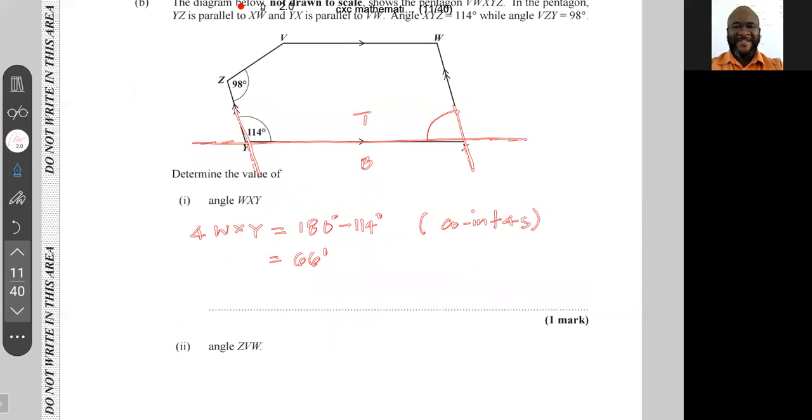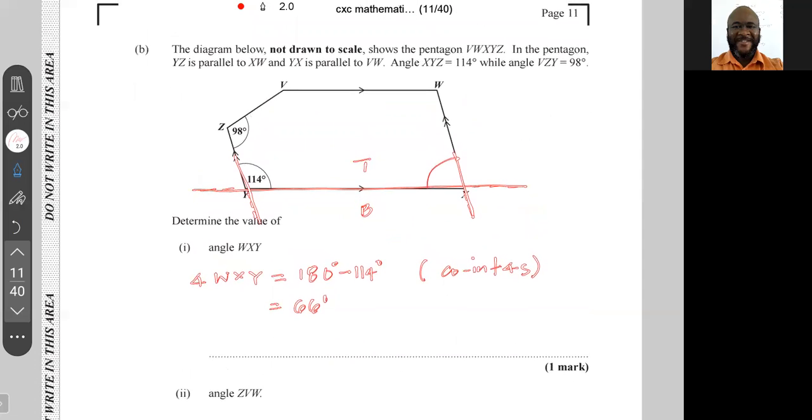Next, we need to find ZVW. So this is the angle we want to find next. All right, let's see how we're going to find that. Well, the only thing I can think of now is we just found this and this is 66. Now, these two sides are also parallel. So if this is 66, it means that this angle here is also 114.